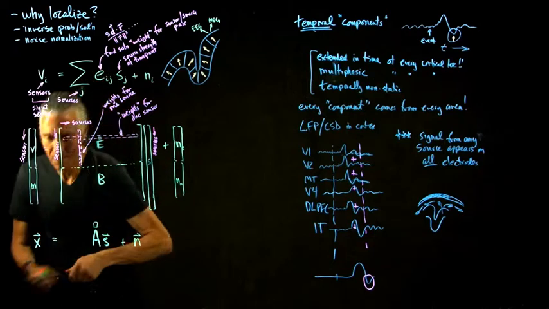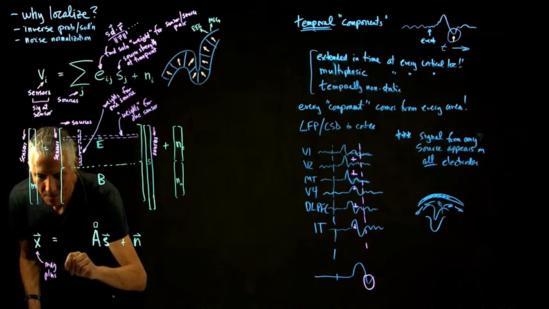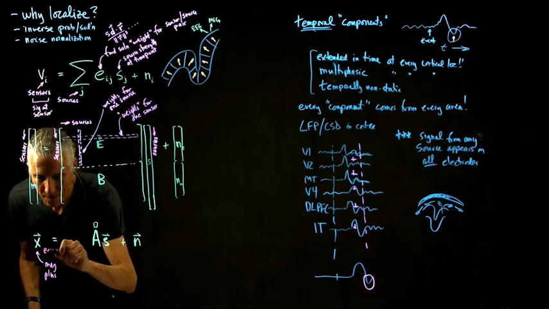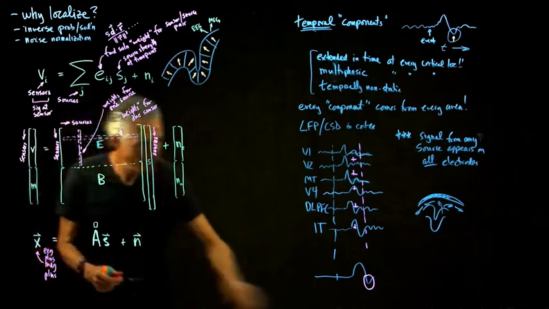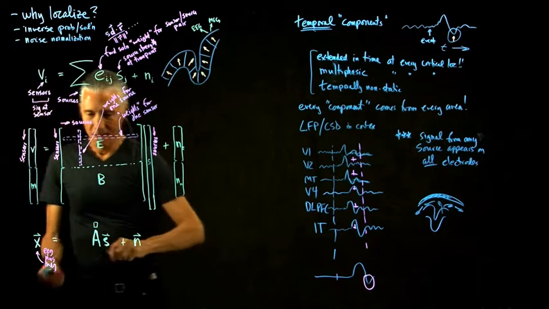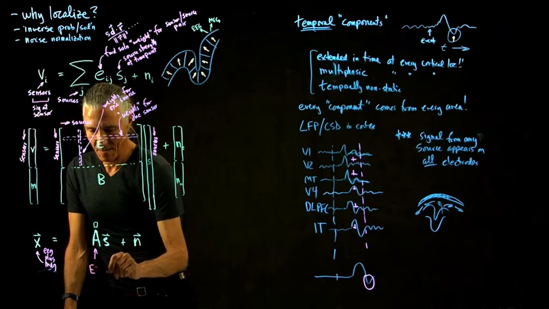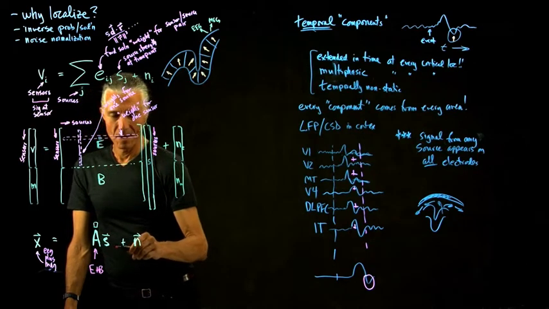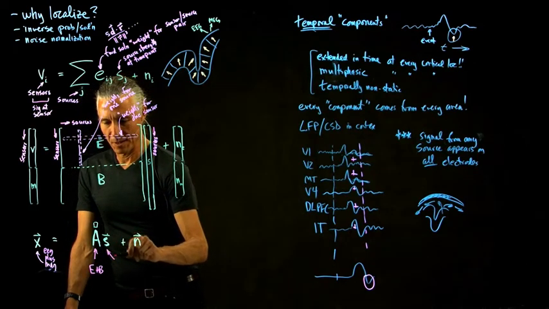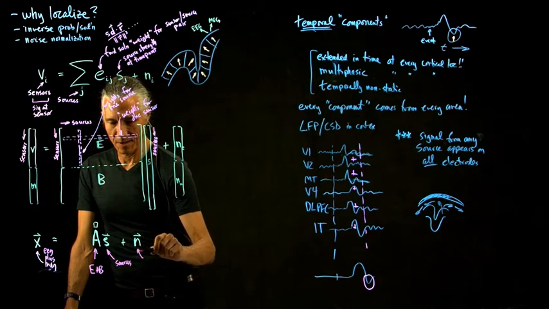So this is EEG plus mag. And this is also E plus B. And so here's our sources. That's what we're solving for. And noise.